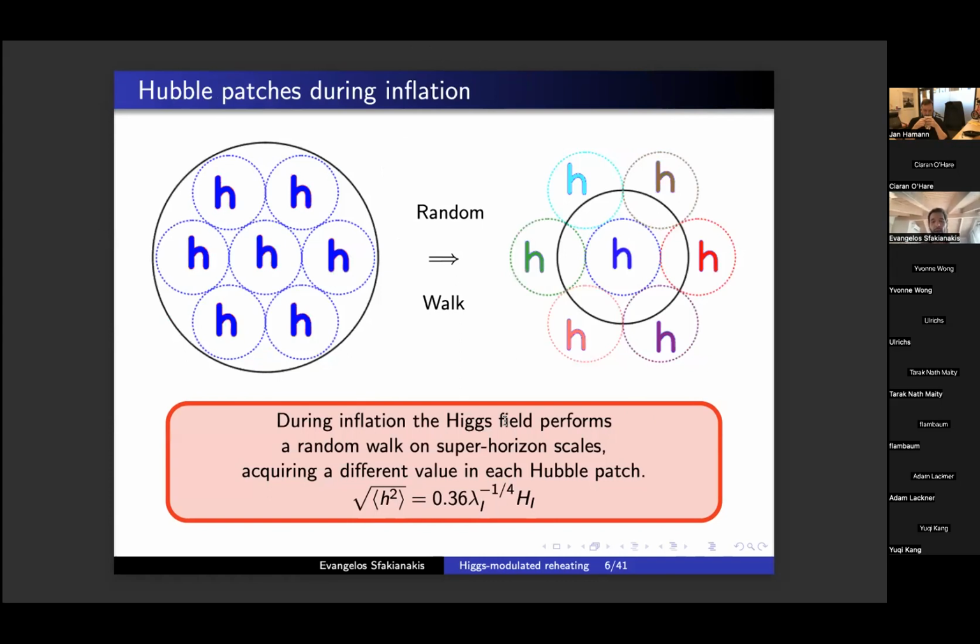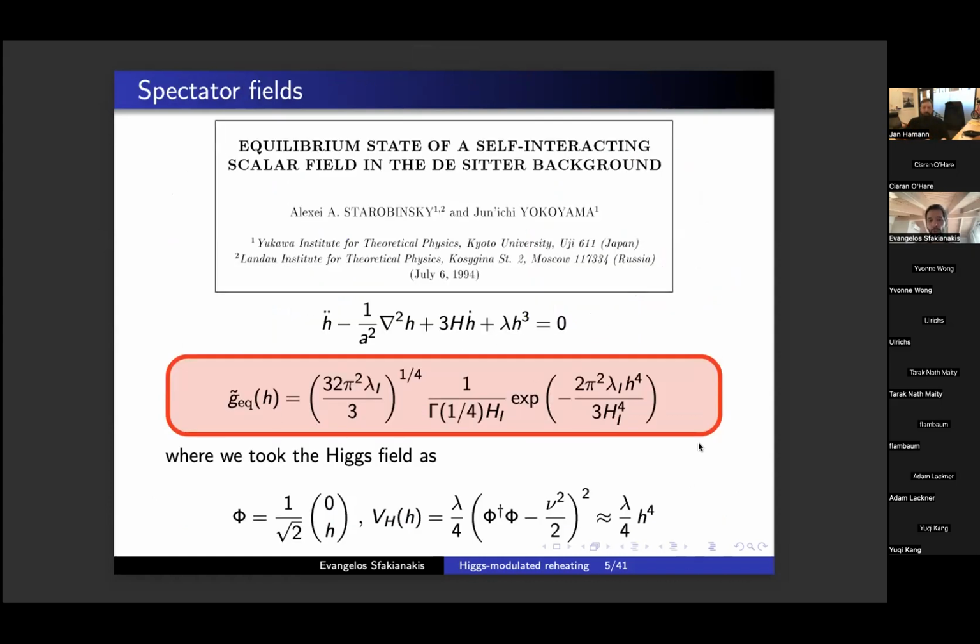So during inflation, as fluctuations exit the horizon, right, you can think of the Higgs at super-horizon scales getting random kicks from the fluctuation that just exited the horizon, right? So on super-horizon scales, the Higgs field performs a random walk, right? And at the end of inflation, what happens is that in each Hubble patch, the Higgs will have a different VEV, right, a different value. And you can see here that initially all these patches are inside the horizon, but as they exit the horizon, they acquire different values. So the blue patch will have one Higgs value, the green patch will have another, the pink, red patch another, and so on, drawn from this distribution.